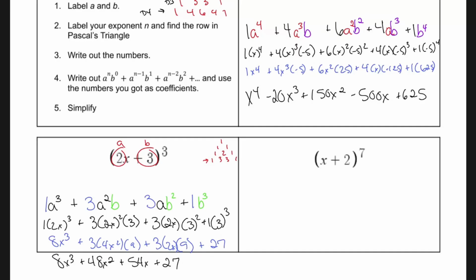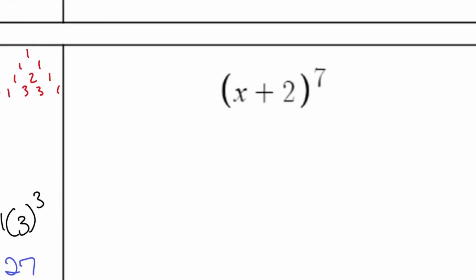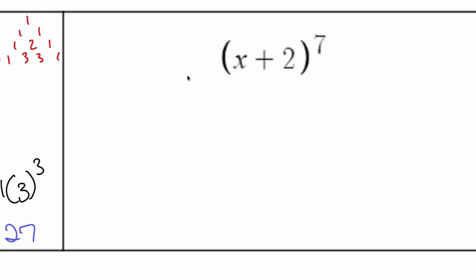Yuck. Right, this is what I'm going to do. I'm going to really blow this up so I have the space, because I'm going to need it. All right, I need 8 rows of Pascal's triangle. So 1, 1, 1, 1, 2, 1, 1, 3, 3, 1, 1, 4, 6, 4, 1. That's 5 rows. So I need 3 more rows. 1, 5, 10, 10, 5, 1, 1, 6, 15, 20, 15, 6, 1.